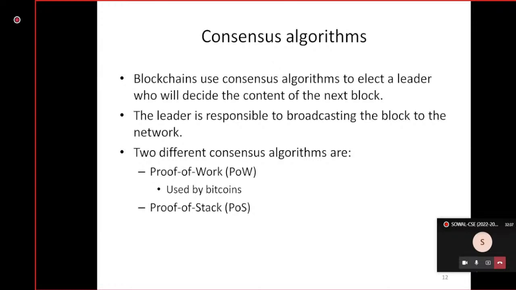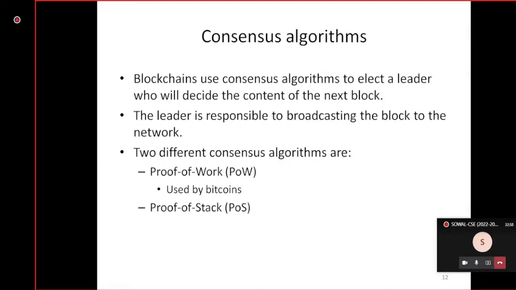Okay. So the problem is how to elect a leader, because everyone wants the incentive. Every participant needs the incentive. So how to decide? There should be a mechanism to elect a leader that is responsible for generating the new block and broadcasting it into the network.